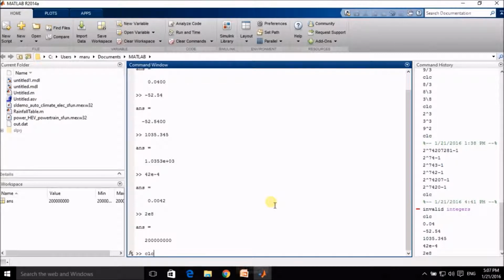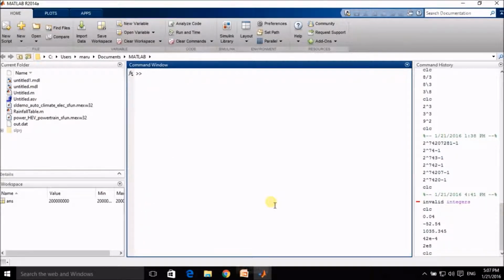Now we will go for complex numbers. What are complex numbers? A complex number has both a real and an imaginary part. Within MATLAB, we can use the suffix i or j, that is the square root of minus 1. i or j is equal to the square root of minus 1.